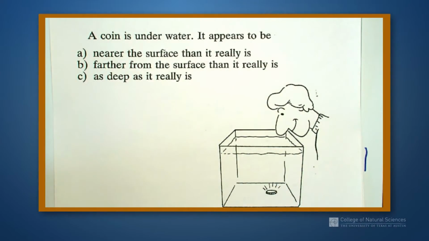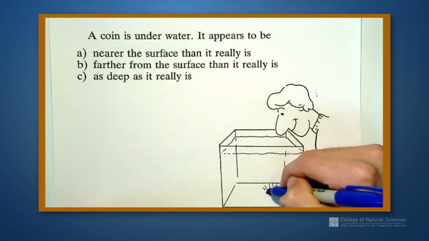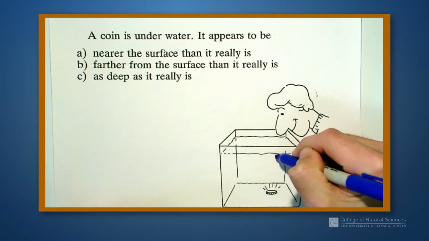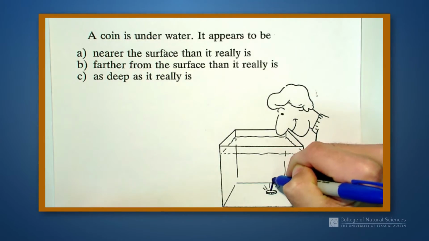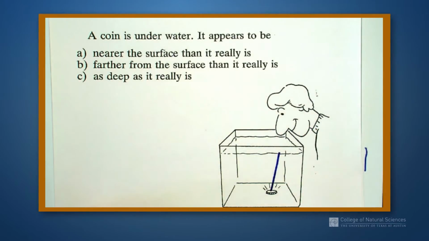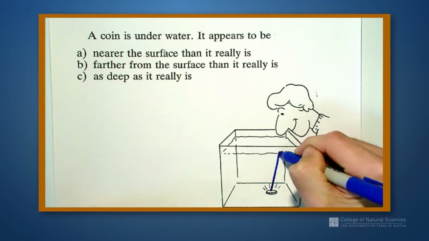This is a tricky question. It says that we have a coin that's underwater, and it appears to be how far from the surface if we observe it. So, when we're looking at the coin, the light from this point in the coin is going to reflect off, and I'm drawing this back. I'm going to actually imagine that they're at a little bit of a different way.